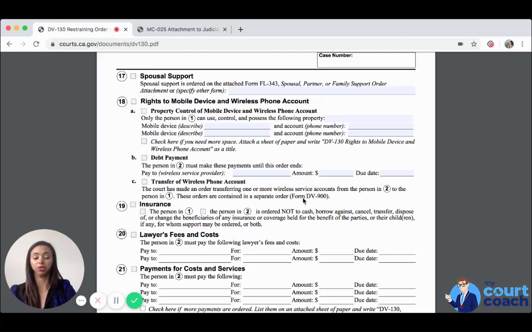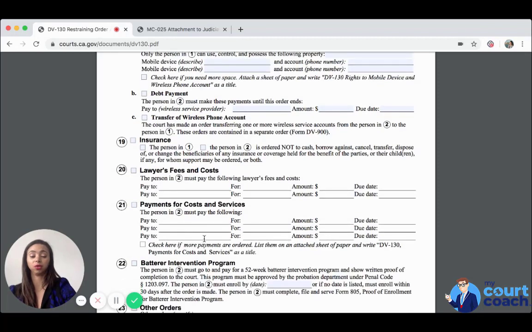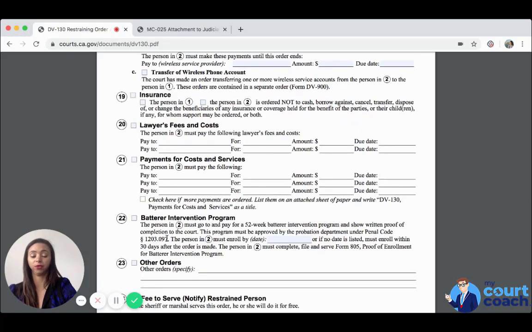Payment for costs and services. The person in 2 must pay the following, and you can write what those are, but do not check off the box. The Batterer Intervention Program: also do not check off this box, but it says that the person in 2 must go and pay for a 52-week Batterer Intervention Program and show written proof of completion to the court. The program must be approved by the probation department. The person in 2 must enroll by a certain date, or if no date is listed, must enroll within 30 days after the order is made.